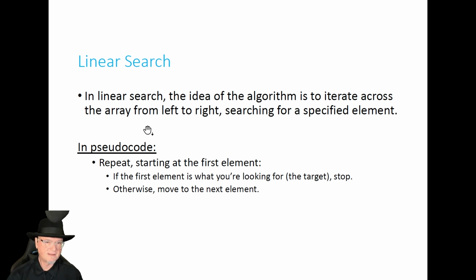Now, the idea of this in the most basic form is to iterate across the array from left to right in order, not skipping anything, and you're going to be searching for some kind of specified element that you want to find. In pseudocode, we're going to use this technique. We're going to repeat a routine like in a loop, starting at the very first element in an array. And if the first element's what we're looking for, we're going to stop. Otherwise, we're going to move to the next element.